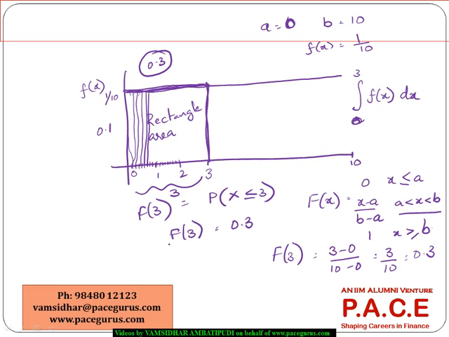And that is what comes out of this expression as well, the integration between 0 and 3 of f of x, which for me is 1 by 10 dx. The integration of 1 is x, and substituting the limits 3 and 0, I get 1 by 10 times 3 minus 0, which again comes out as 0.3.